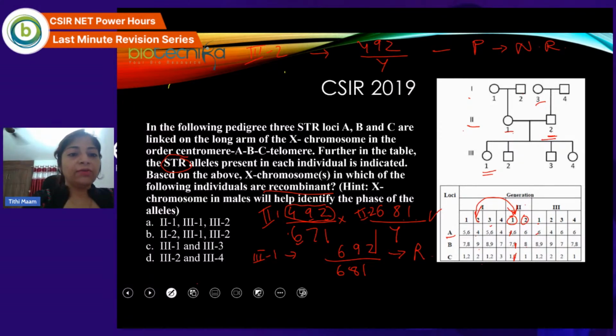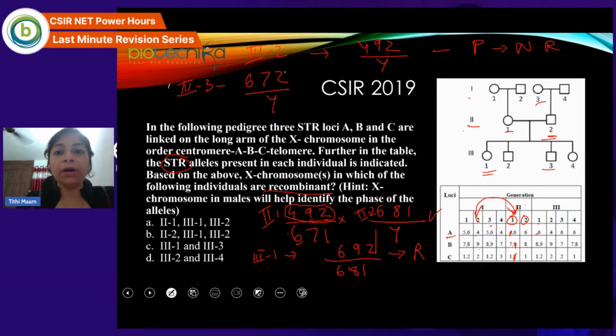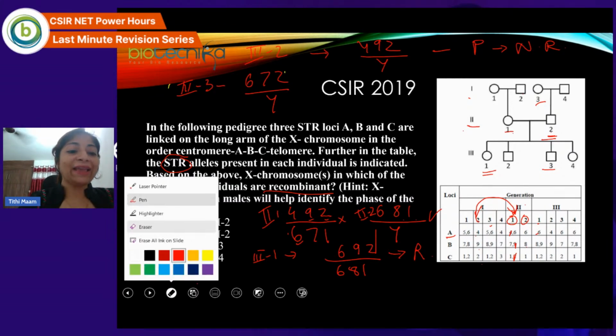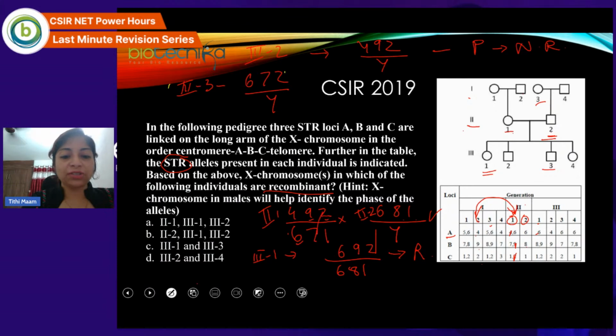Okay, now for 3, 3. 3, 3 is again a boy who has only one X chromosome, that is 672. The other one is a Y chromosome. 672 is coming from the mother. Is the mother having 672? No. But she can form 672 if crossing over happens here between B and C. Then this 672 combination can be there, is it not? That means this is a recombinant.